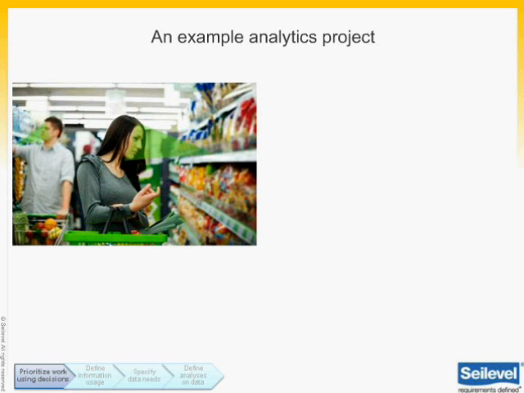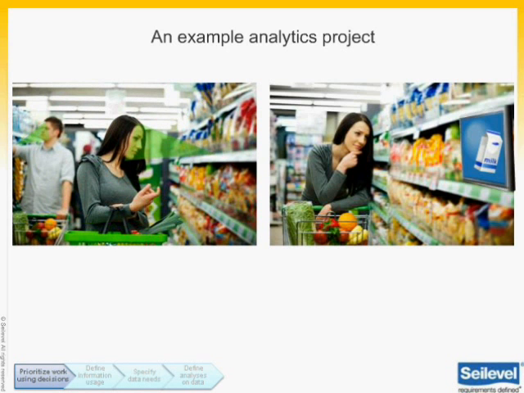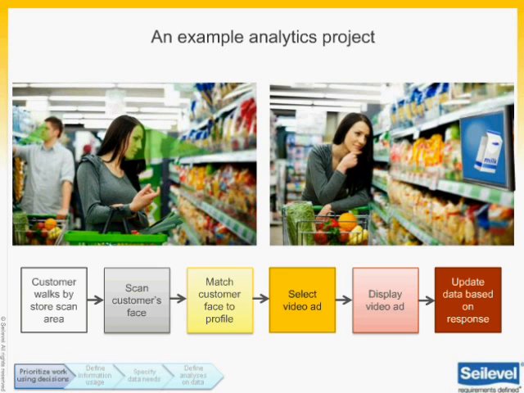So as a BA working through that particular scenario, the very first thing I'm going to do is create a process flow, a very high-level process flow that puts the analytics in context of the full scenario. So here's an example of the process flow for this scenario. So this is very similar to traditional projects, by the way. We would model a lot of things in process flows. But here we have one where the customer walks by the store scan area. They scan the face. We match that face to a profile. Based on that, we select an ad. We display the ad. And then we might update data based on the response to that ad, right? Did the customer actually purchase what we were trying to push at them?